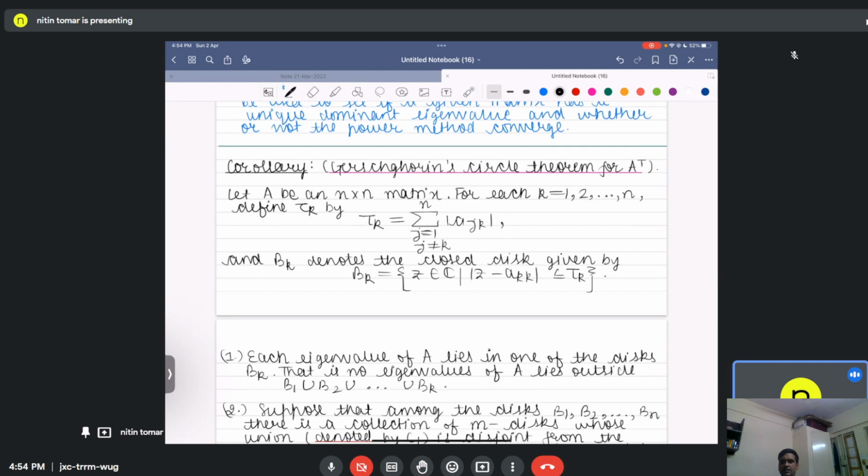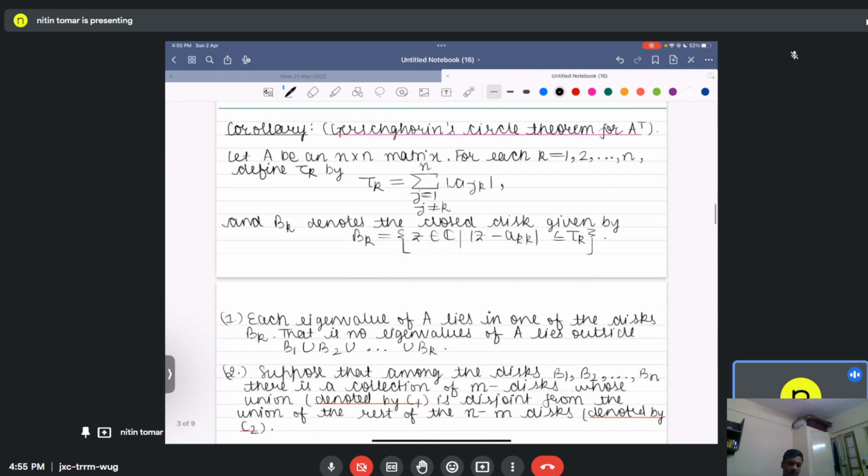Now, in this case, you have to take the column sum instead of the row sum. So, that will be your radius, and the center will be the same. So, centers for Gauss-Gorin disks for A and A transpose are the same, but the radii are changing. For A, it is the row sum except for the diagonal entry, and for A transpose, it is the column sum minus the diagonal entry. And the conclusions are the same. Okay.